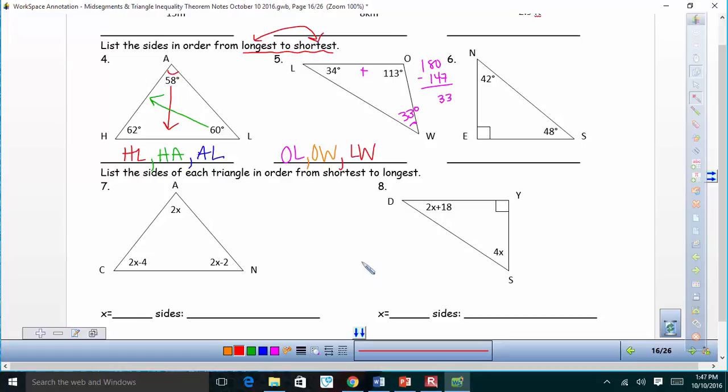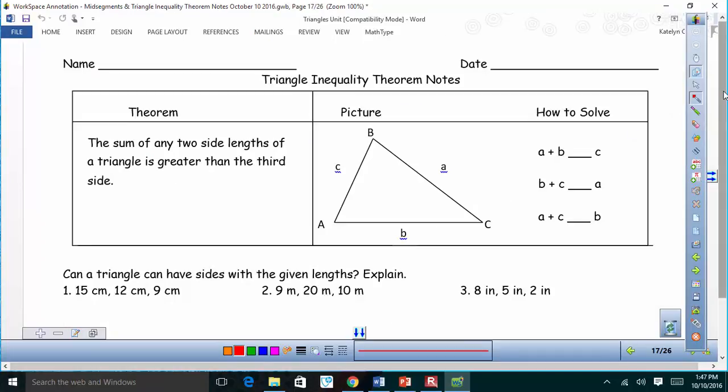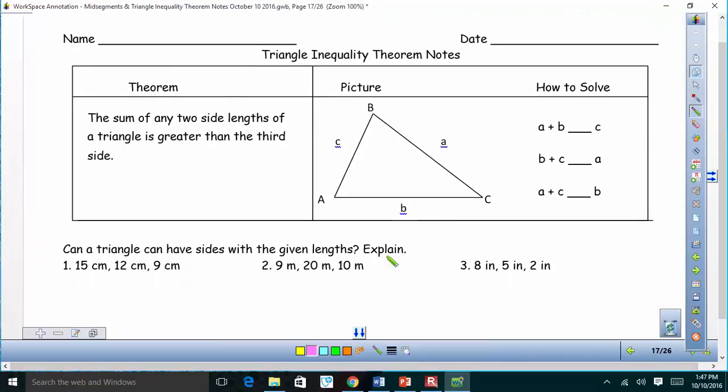Any questions on how to determine which side's the longest, which angle's the biggest? Okay. Well, what I need you to do is flip to the back of the page, and you do not have these notes, but I'm going to tell you what I need you to write down. Okay? So I want you to write this right here. The triangle inequality theorem tells me that if I add two sides of a triangle together, it should be bigger than that third side that I didn't add.